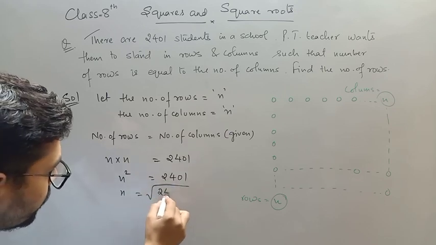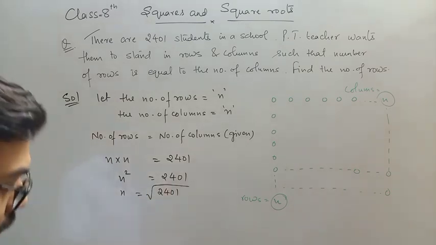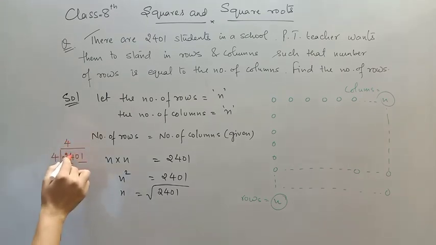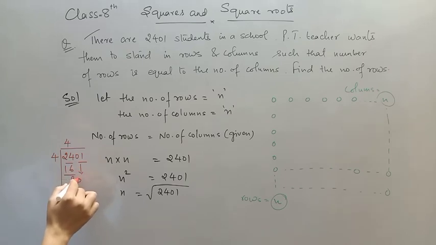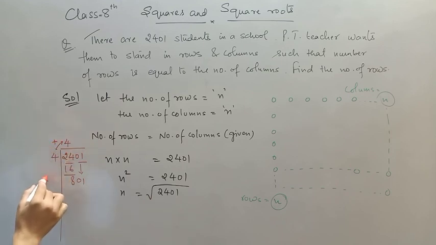or you can simply write n is the square root of 2401. Now, using the division method you can find the value of the square root of 2401. Okay, I'll write it here. I think this portion is visible if I write here. So 2401. 24. I can't choose 5, because 5 fives are 25, which is greater than 24. So I'll go for 4. 4 fours are 16, right? 24 minus 16 is 8. Take the 01 down. 4 plus 4 will give you 8.